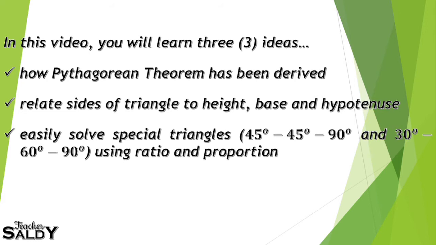In this video, you will learn three ideas. First, how Pythagorean Theorem has been derived. Next, relate sides of the triangle to height, base, and hypotenuse. And lastly, easily solve special triangles: 45 degrees, 45 degrees, 90 degrees, also known as the isosceles triangle, and 30 degrees, 60 degrees, and 90 degrees using ratio and proportion.